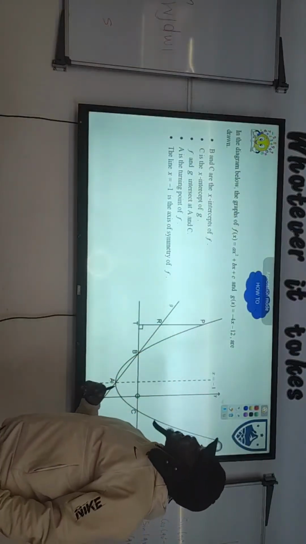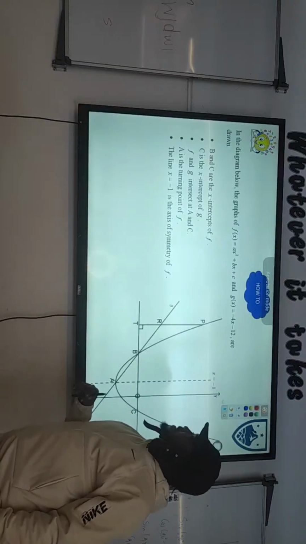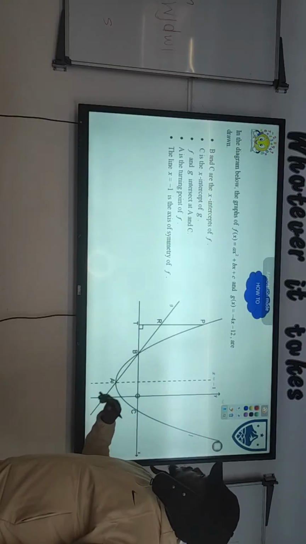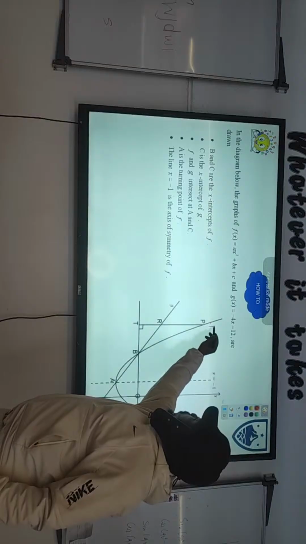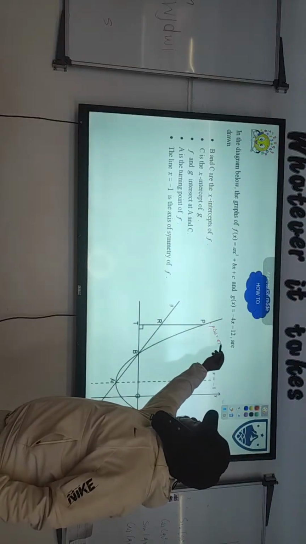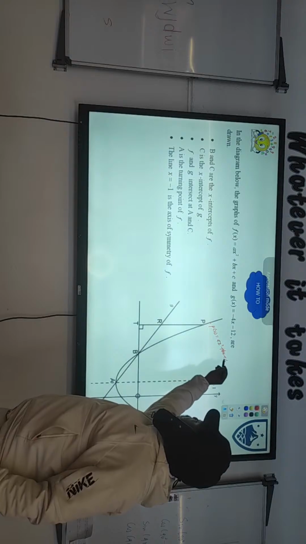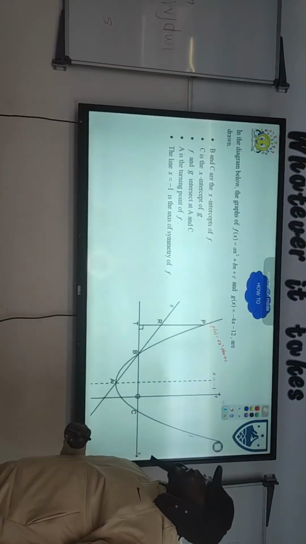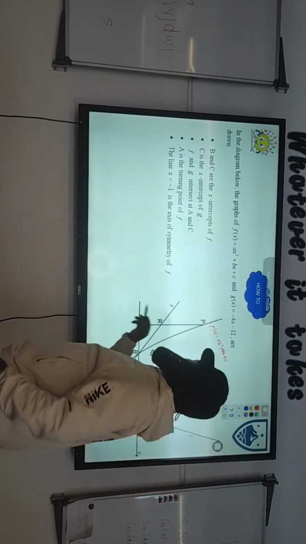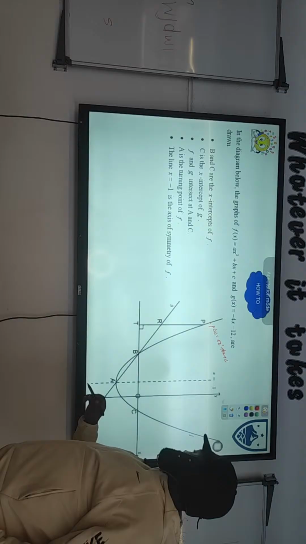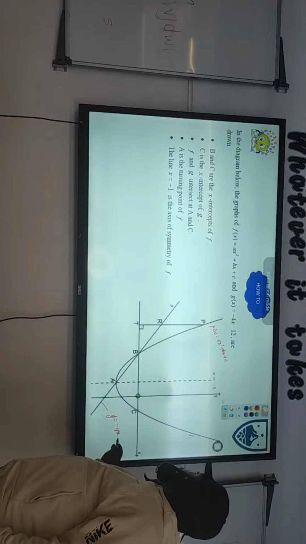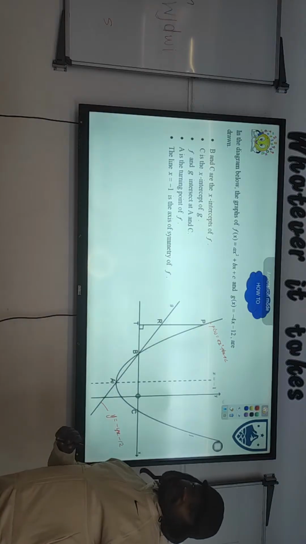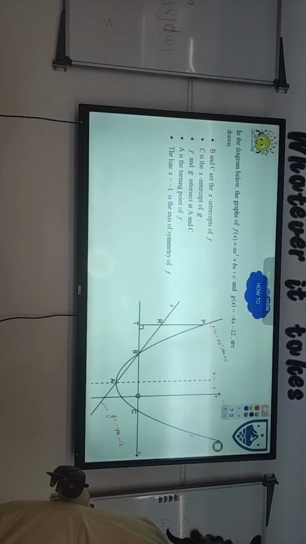Let's take a look at the diagram below. We have the graph of f(x) equals ax squared plus bx plus c, which is our parabola. So we are not given the equation of this graph. So our f(x) is just ax squared plus bx plus c. And then we have B and C, and then we have g(x), the equation of this line, y equals negative 4x minus 12. We're taking that information from the statement.